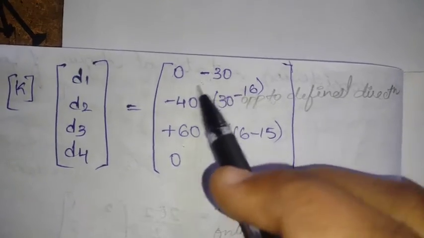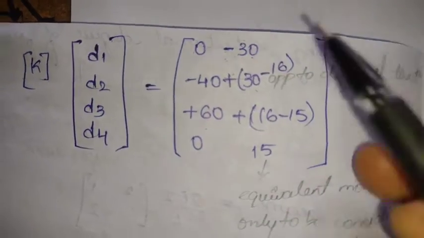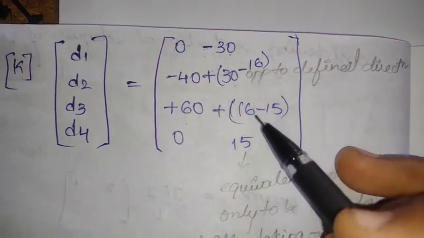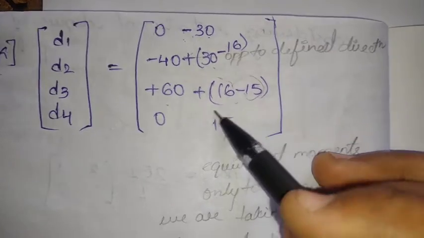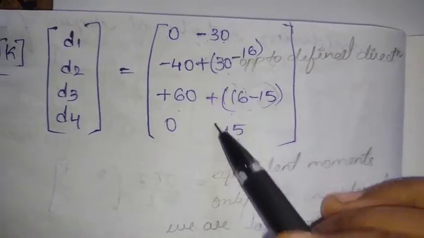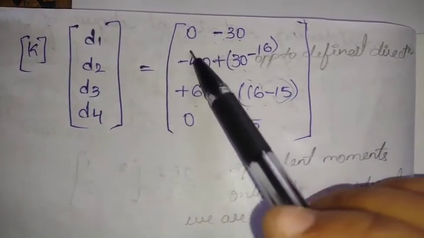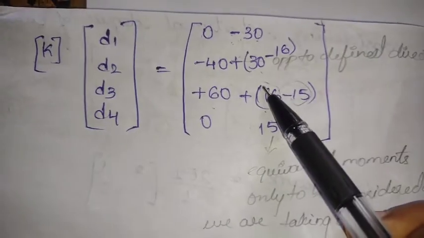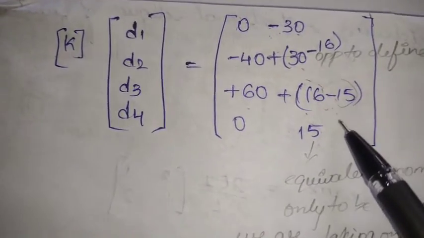See, I told you MFAB is negative, BA is positive. Next, BC is negative, CB is positive, CD is negative, but DC is positive. I have written all those values over here. Simply KD equals F. The first one would be the external forces, and the second would be the fixed end moments we have calculated in step 1.